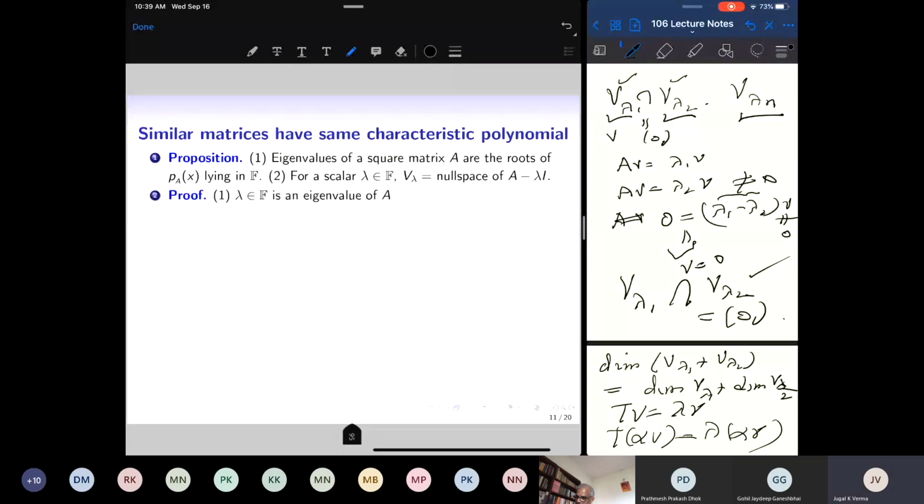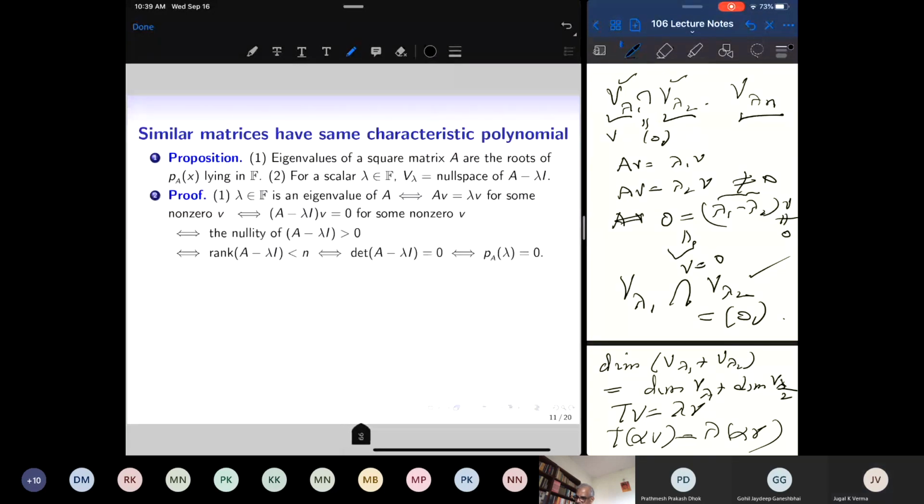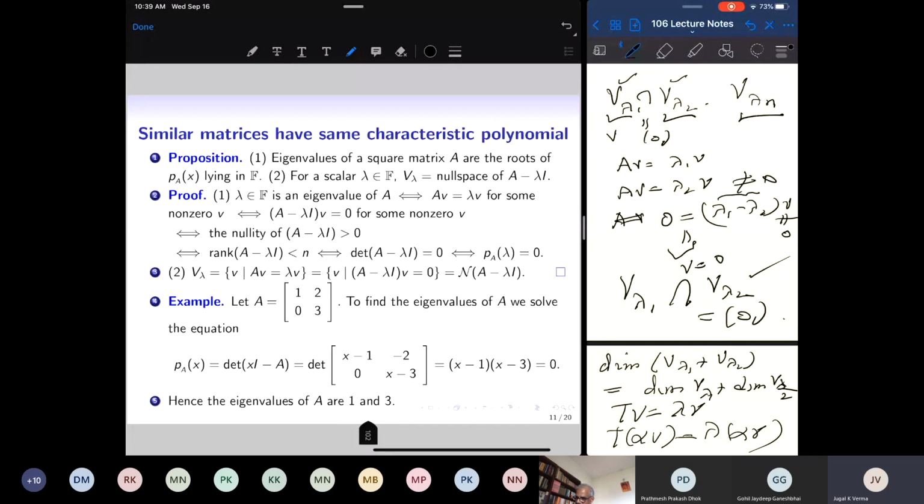This I have proved earlier, so I'll skip this. Let me take an example. A is this upper triangular matrix 1, 2, 0, 3. Let's find the eigenvalues of A.